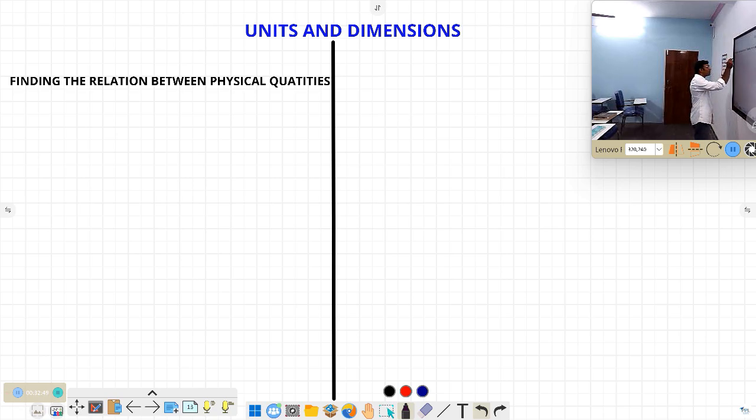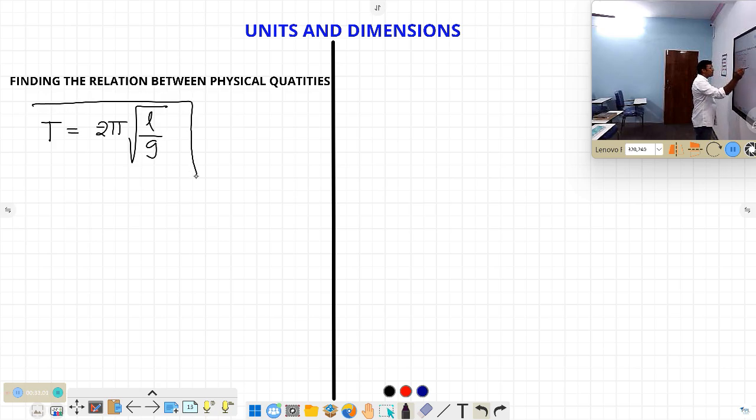So here we are taking one example to understand that relation. You know one of the relations, the time period of a simple pendulum: 2 pi root L by G is the relation. This is the formula we are going to learn in the topics. Initially, keep in mind that you don't know or don't remember this formula. So how do we find the T, L, G relation?